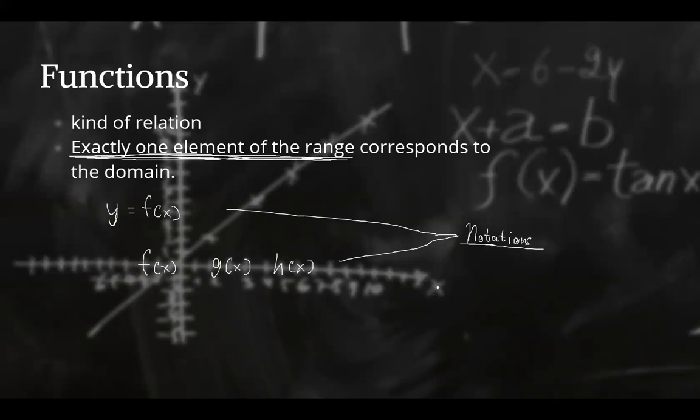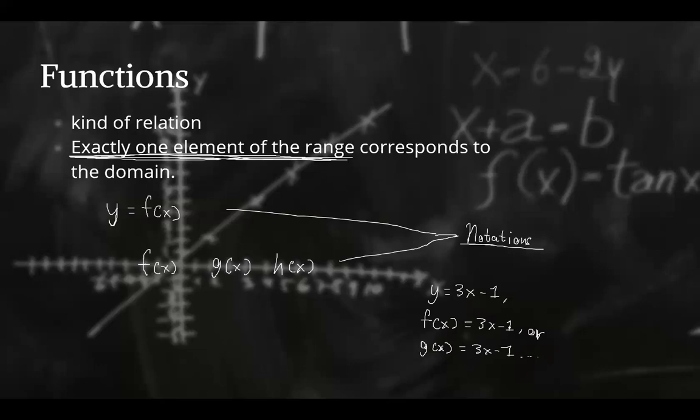So for example, I have y is equal to 3x minus 1. I can simply rewrite this as f of x is equal to 3x minus 1. Or I can rewrite this as g of x is equal to 3x minus 1. So it's up to you, or it depends on the given set.